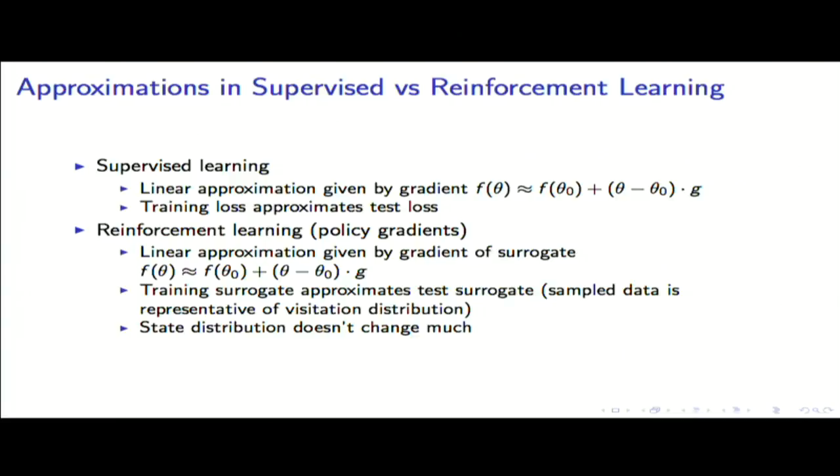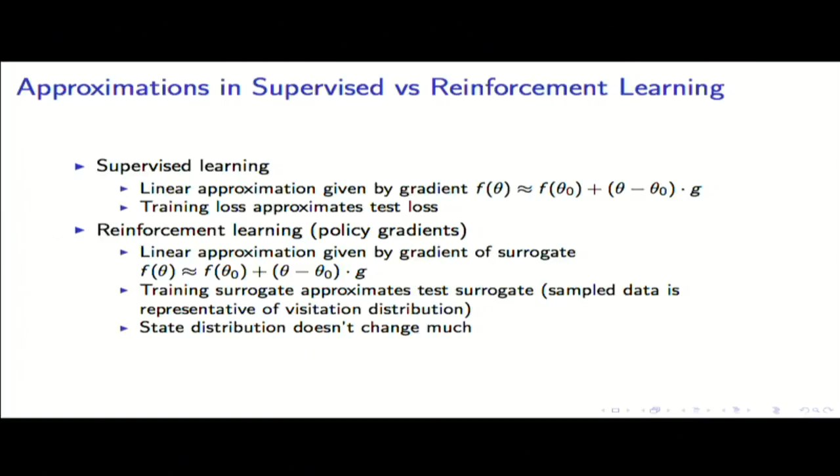Okay, so now in reinforcement learning, you have almost the same issues, except you have one extra source of error. So we're making a linear approximation to the performance of the policy given by the gradient of the surrogate loss. That's the first approximation, but that's the same as what we had in supervised learning. If you think of the surrogate loss like the training error, which you're optimizing in supervised learning, then you're making the approximation that your training surrogate, which you use to compute the update, is a good approximation of the test surrogate, which is what you would get if you collected an infinite amount of data.